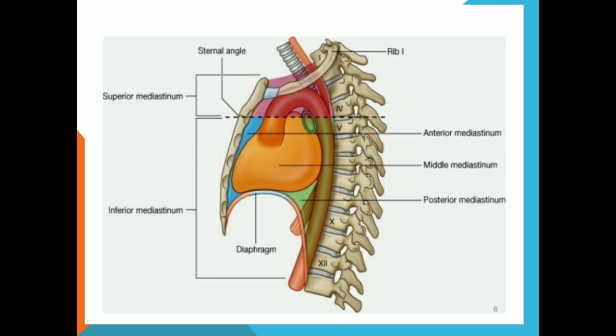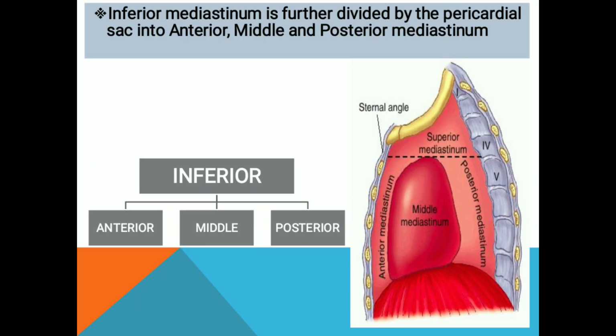See, same as whatever I told you, and see how it is divided into an upper part called the superior mediastinum, and the lower part we call the inferior mediastinum. Now, the inferior mediastinum, this part, is further divided by the pericardial sac.